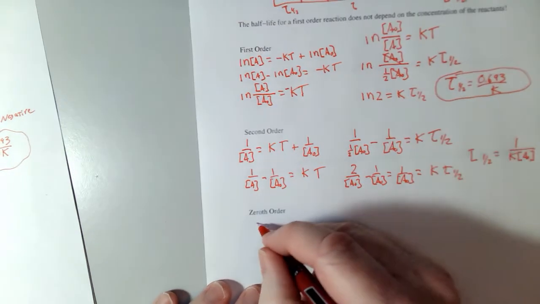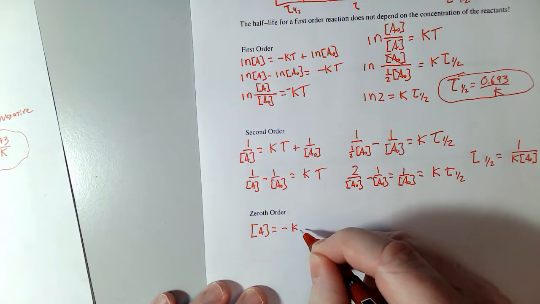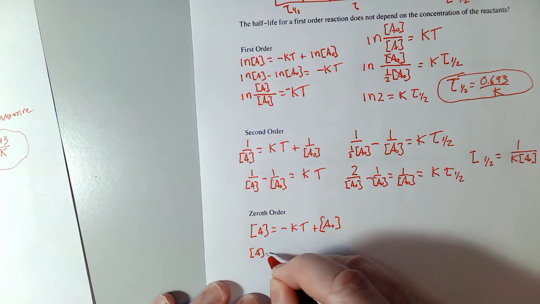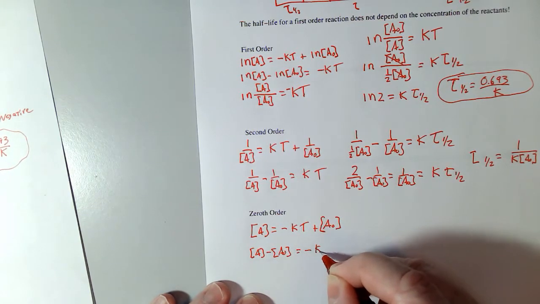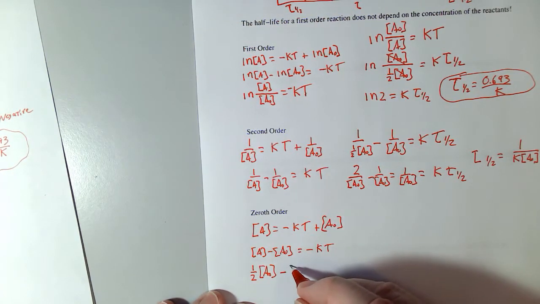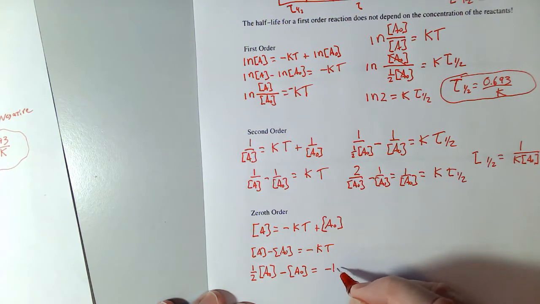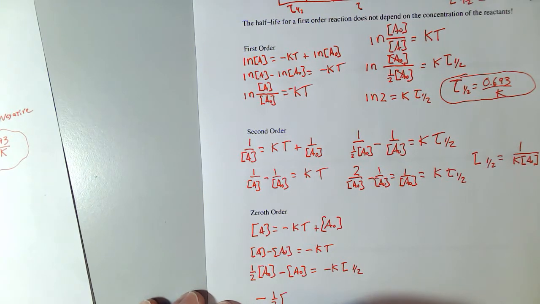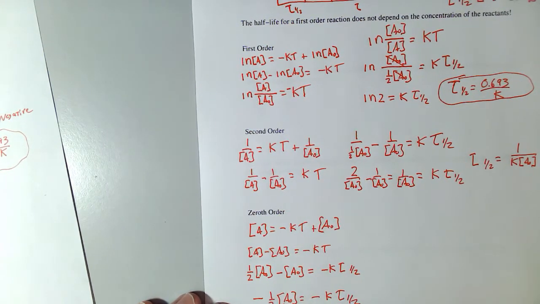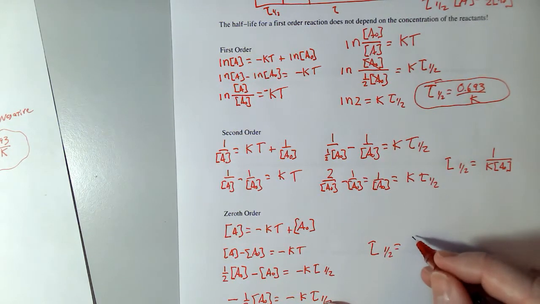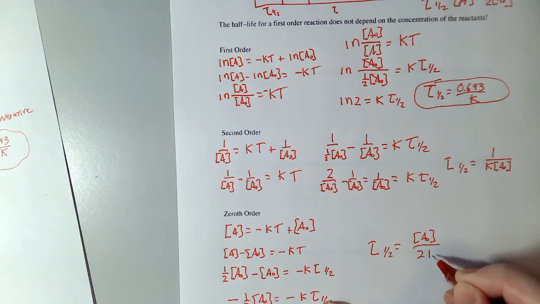And it will for a zeroth order also, where the concentration of A equals minus KT plus the concentration of A naught, or the concentration of A minus A naught equals negative KT. 1/2 of A naught minus A naught equals minus KT1/2. So this should be negative 1/2 A naught equals negative KT1/2. The minuses cancel, okay? And then I can solve for T1/2. It equals the concentration of A naught over 2K.